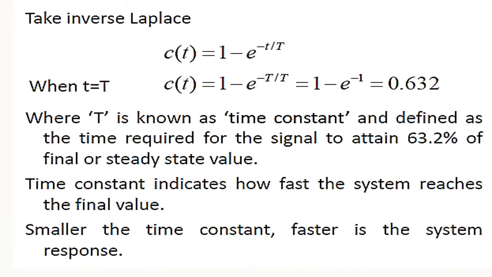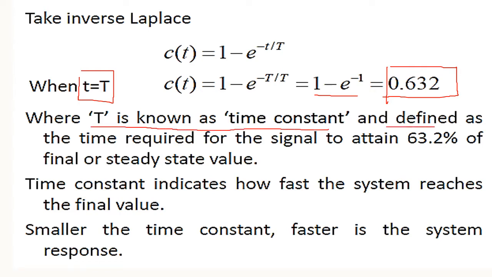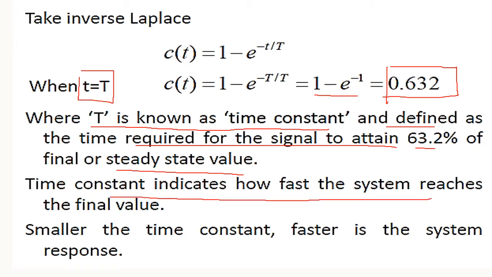Now taking the Laplace inverse, C of t is equal to 1 minus e power minus small t divided by capital T. Now when small t is equal to capital T, the value that we get is 1 minus e power minus 1. So the value is 0.632. Here T is known as the time constant and is defined as the time required for the signal to attain 63.2% of the final or steady state value. The time constant indicates how fast the system reaches the final value. Smaller the time constant, faster is the system response.